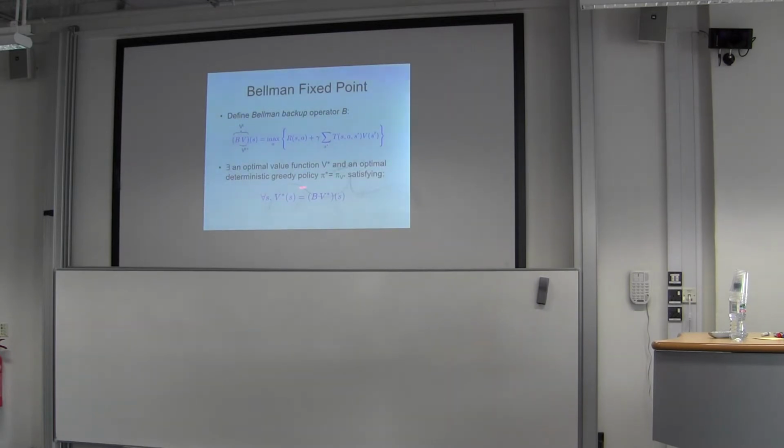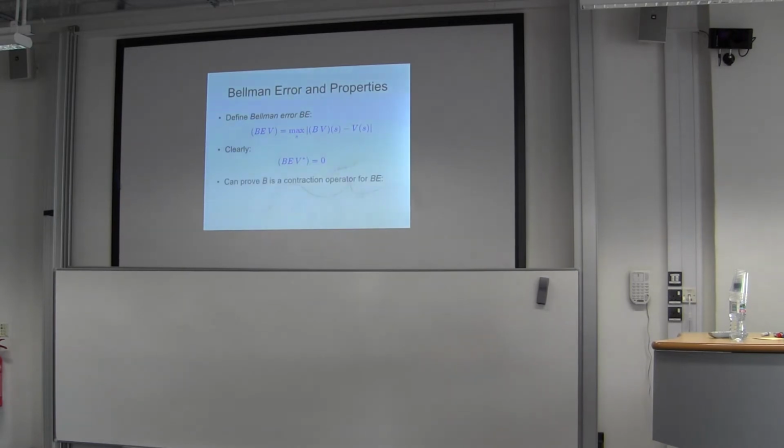And again, the nice property of V star is that it is a fixed point. You do the Bellman backup of V star, you still get V star. This often suggests at least one solution approach. You can define the Bellman error: the disagreement between the Bellman backup in a state and the value of the current state. And when the Bellman error goes to 0, then the value must be V star. Again, V star is a fixed point.